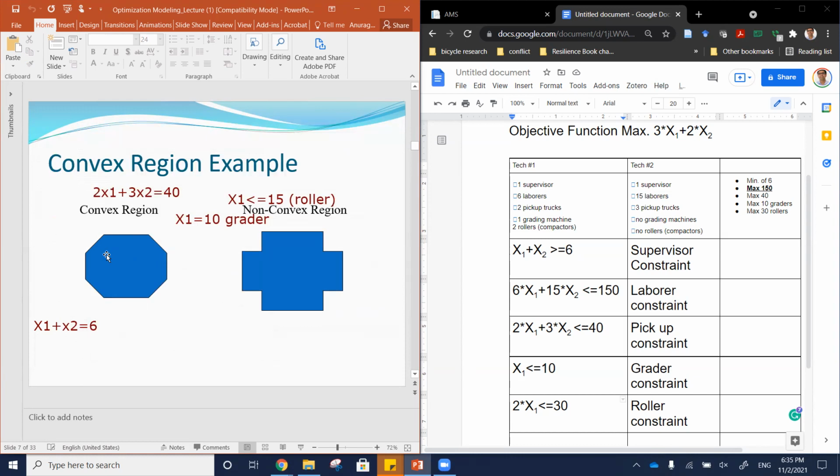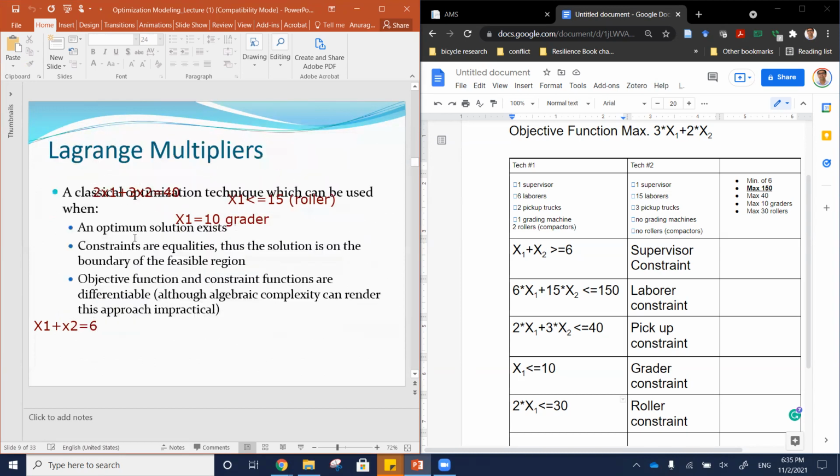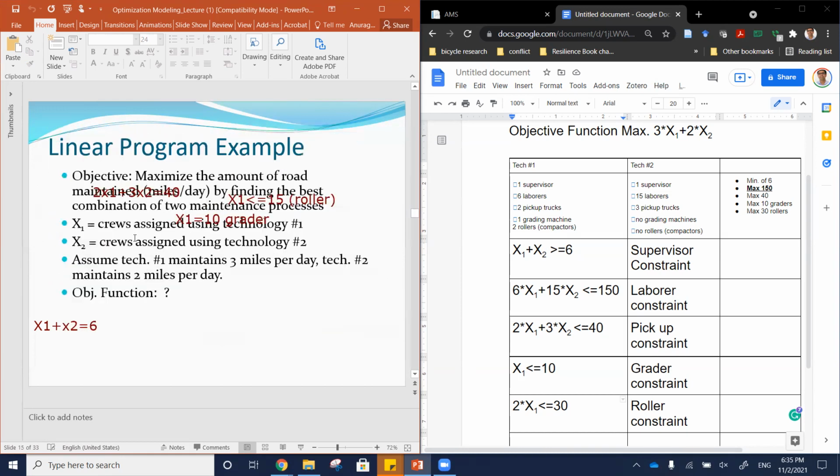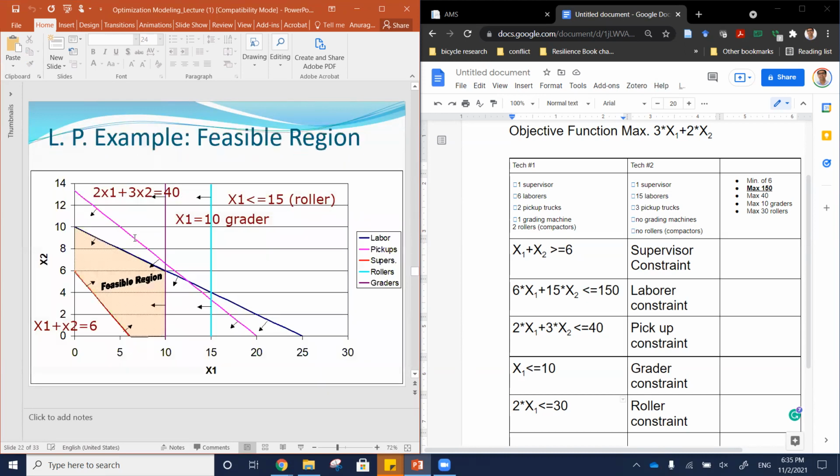A convex region is a region where if you connect two boundary points, you don't have to go out of the region. For linear programming solutions to exist, the feasible region has to be a convex region. The question is, is it a convex region? It looks like it is, because if I pick any line on the boundary of this region, I don't have to go out of the region to connect those two points.